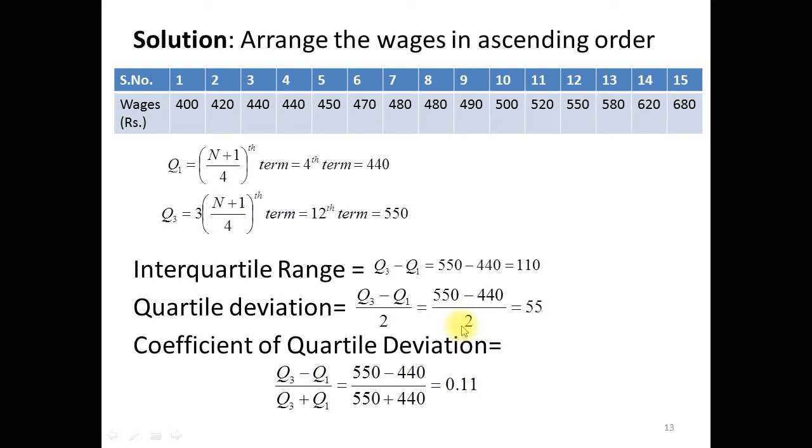Now the coefficient of quartile deviation is given by (Q3 minus Q1) divided by (Q3 plus Q1). The Q3 value is 550 minus 440 divided by 550 plus 440, and after simplification we obtain the coefficient of quartile deviation equal to 0.11.